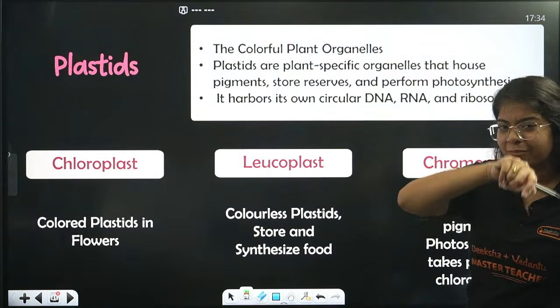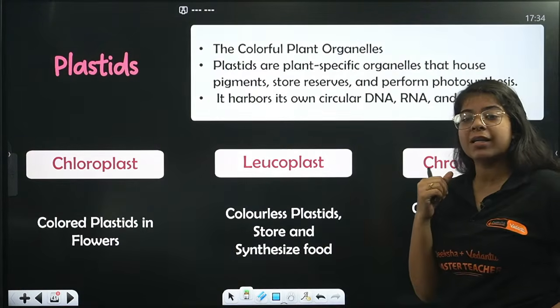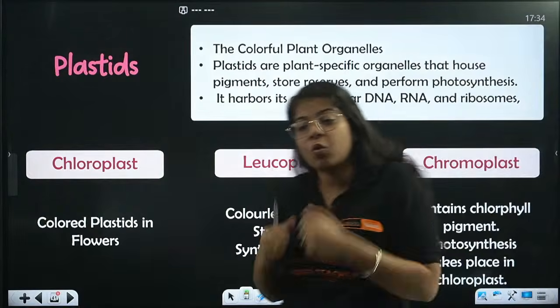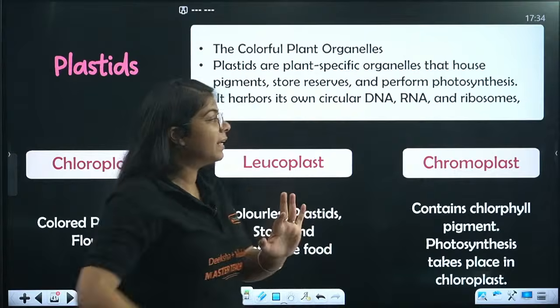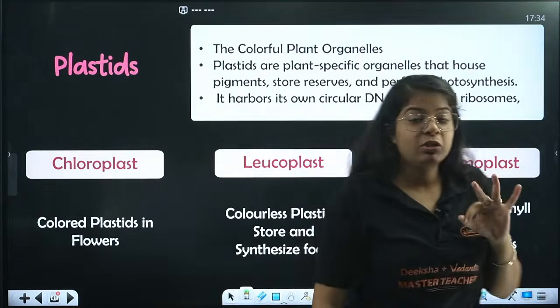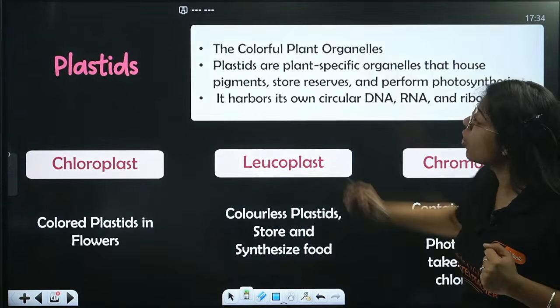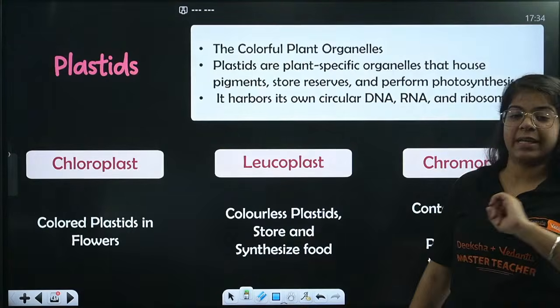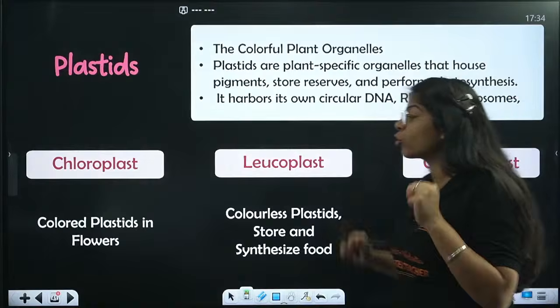We'll study about that. Plastids are very plant specific organelles, and they also have their own DNA, their own RNA, they produce their own protein, and they produce their own ribosomes. Now these very much help in photosynthesis. How? In plastids, these are of three types: chloroplast, leucoplast, and chromoplast.